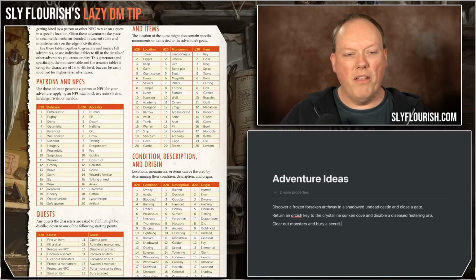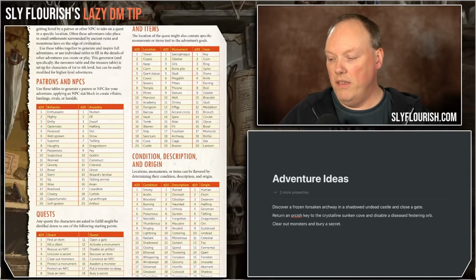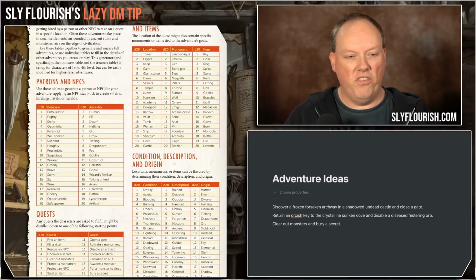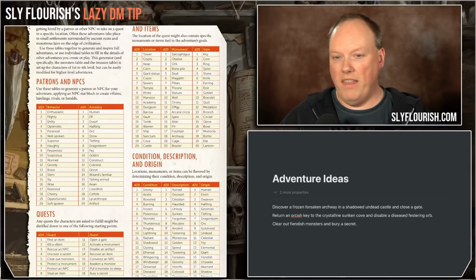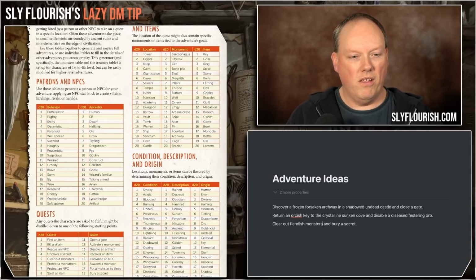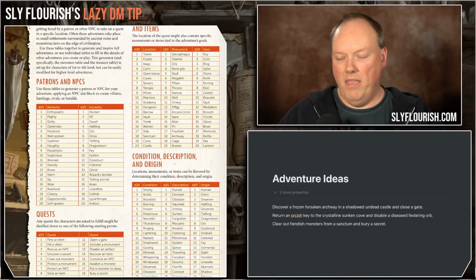So now we have clear out monsters and bury a secret. So what kind of monsters are we going to clear out exactly? We're going to clear out 15 fiendish monsters. Clear out fiendish monsters. Okay. And what location are we doing this in? 18, a sanctum. Clear out fiendish monsters from a sanctum. What kind of sanctum? It is a 16 and 8. It is a windswept macabre sanctum.